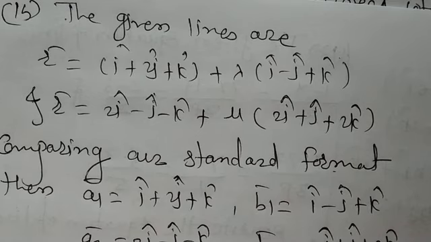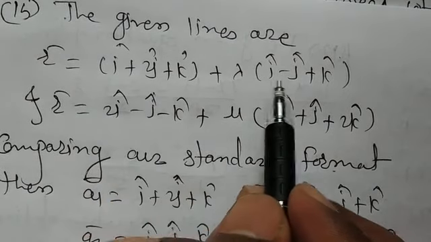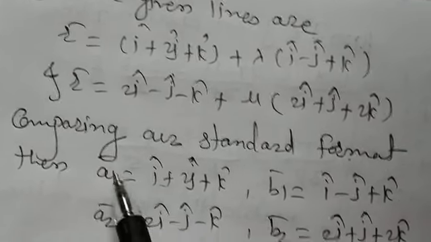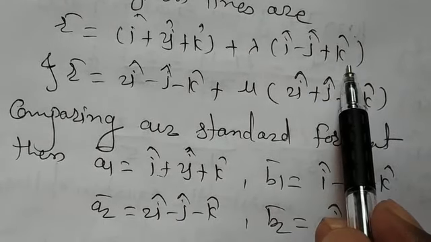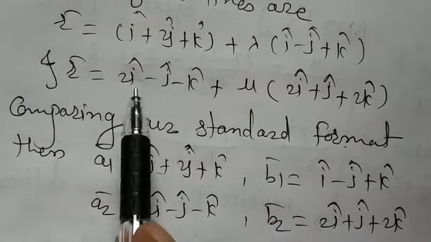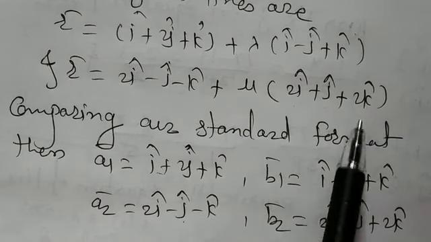Comparing with the standard vector form, r bar is equal to a bar plus lambda of b bar, this is r bar equal to a1 plus lambda times b1. What is a1? a1 is i + 2j + k. Then what is b1? i - j + k. Now the second line is r bar equal to a2 plus mu times b2. Then a2 is 2i - j - k, and b2 is 2i + j + 2k.